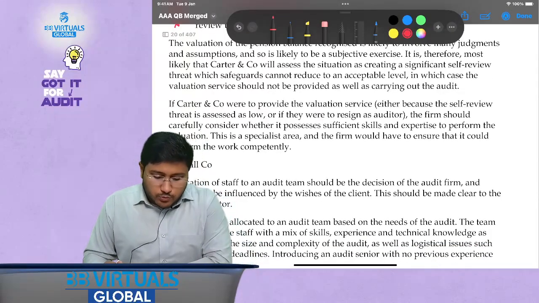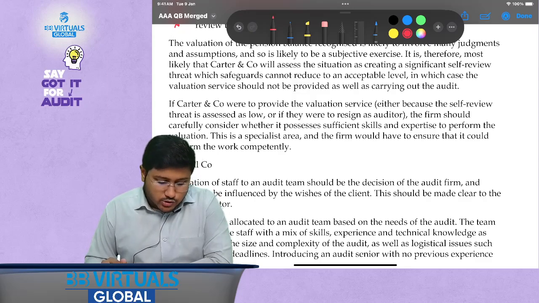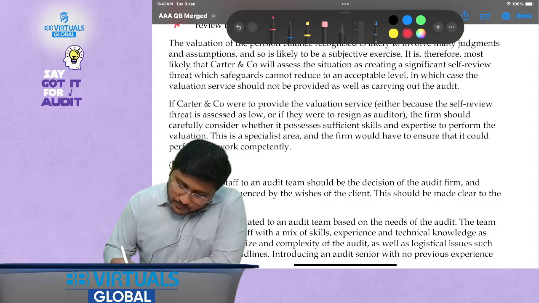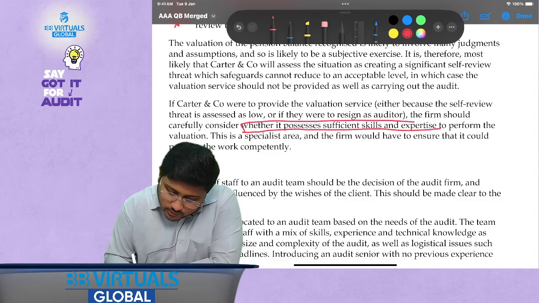If Carter and Company were to provide the valuation service, the firm should carefully consider whether it possesses sufficient skills and expertise to perform the valuation. This is a specialist area and the firm would have to ensure that it could perform the work competently. So whether it has sufficient skills and expertise, that is also one area.